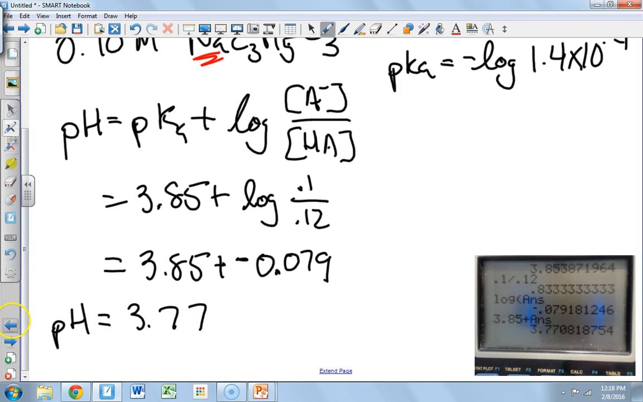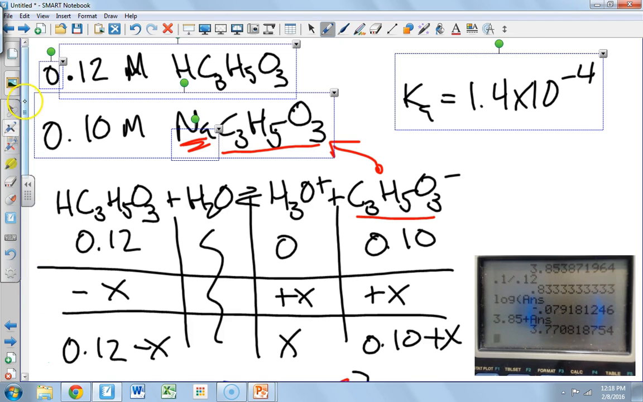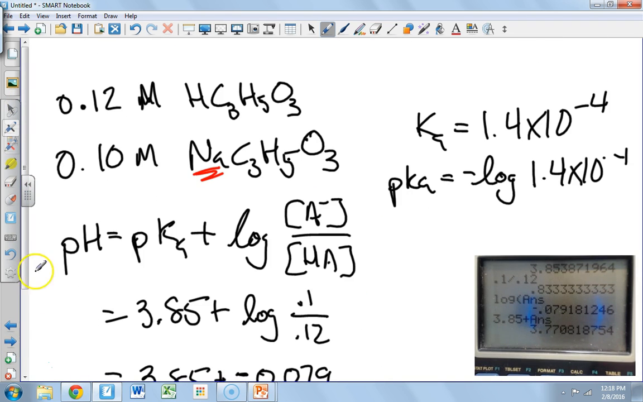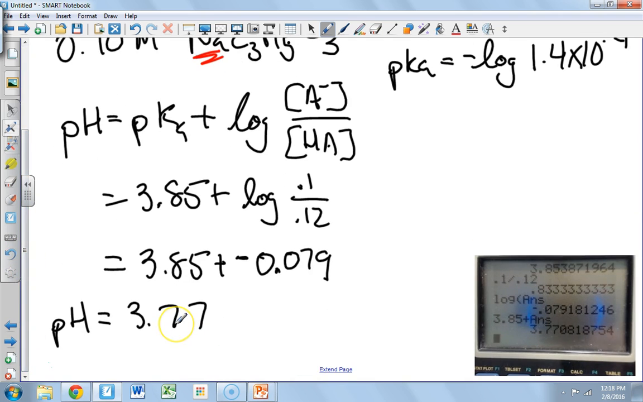Now we go back and look at what we had over here. The pH is 3.77. Here, the pH is 3.77. So again, the Henderson-Hasselbalch equation is a shortcut instead of going through the weak acid equilibrium type of problem. Hopefully that clears up some Henderson-Hasselbalch issues, and have a great time.